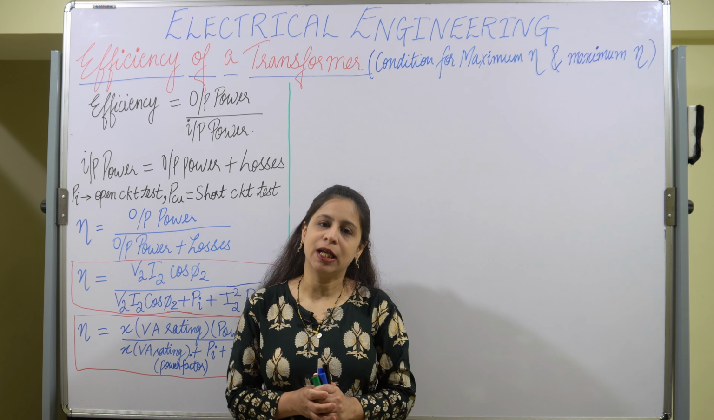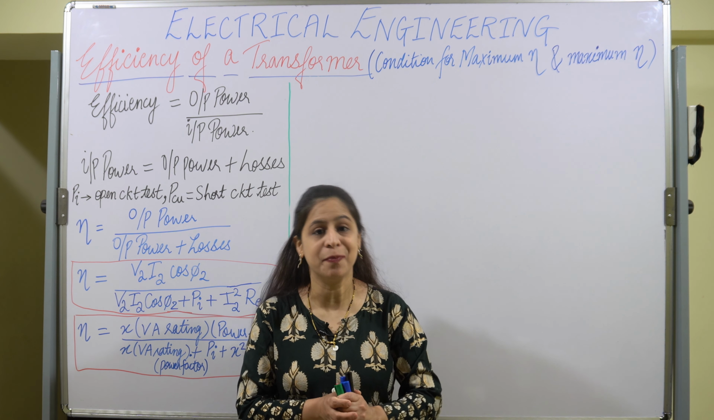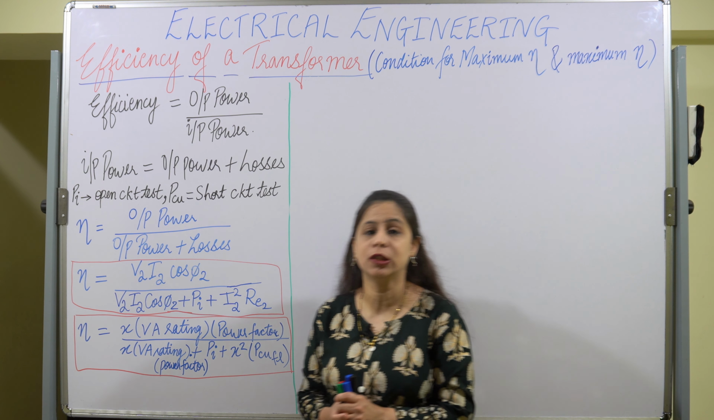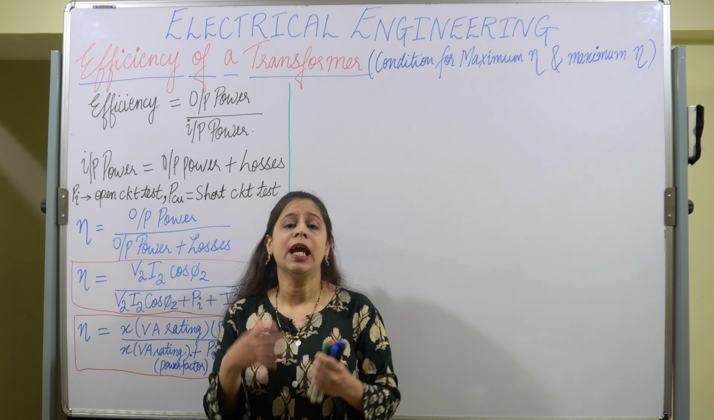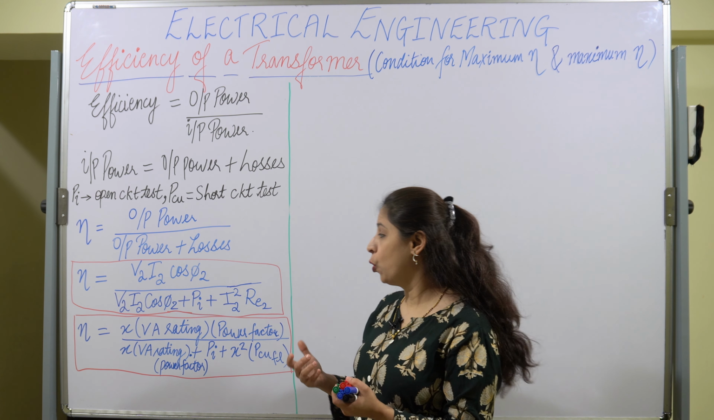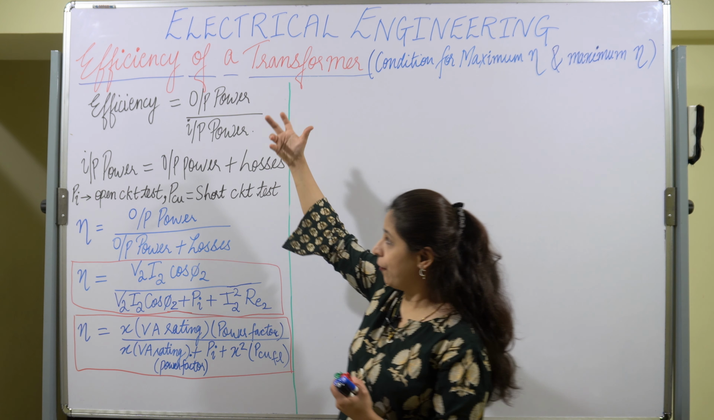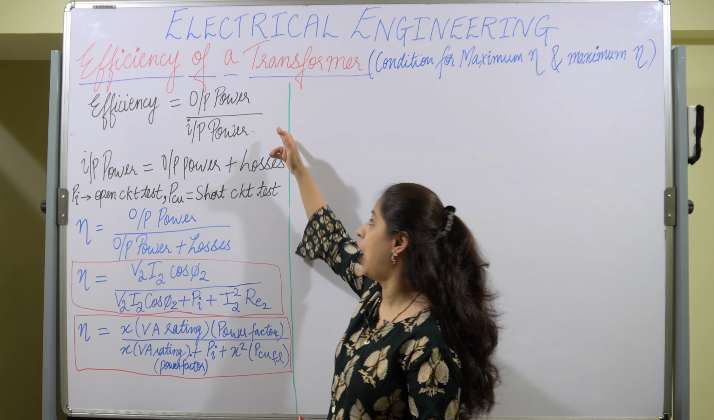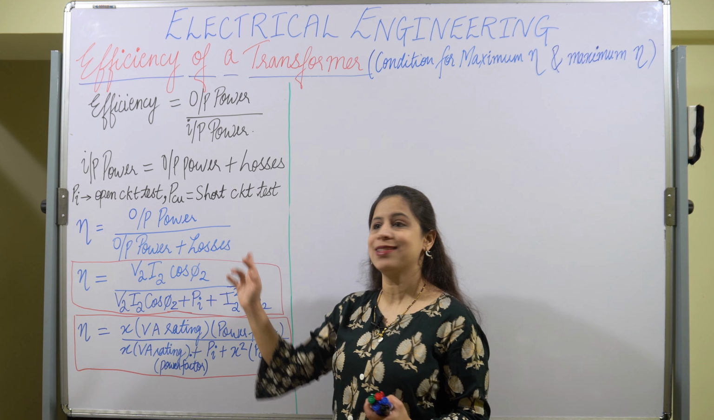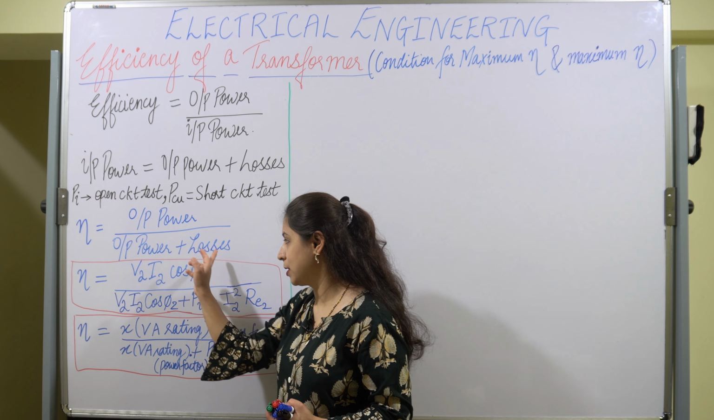So let us start with another topic of electrical engineering, which is the maximum efficiency. We have already seen the expressions for the full load efficiency and the efficiency when the load is fractional. We have seen the formula for the efficiency is given by output upon input, and in terms of losses, output upon output plus losses.